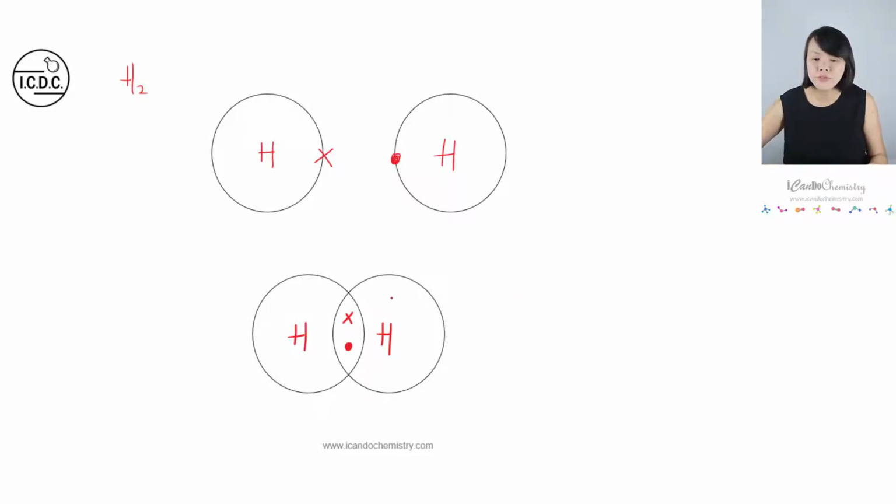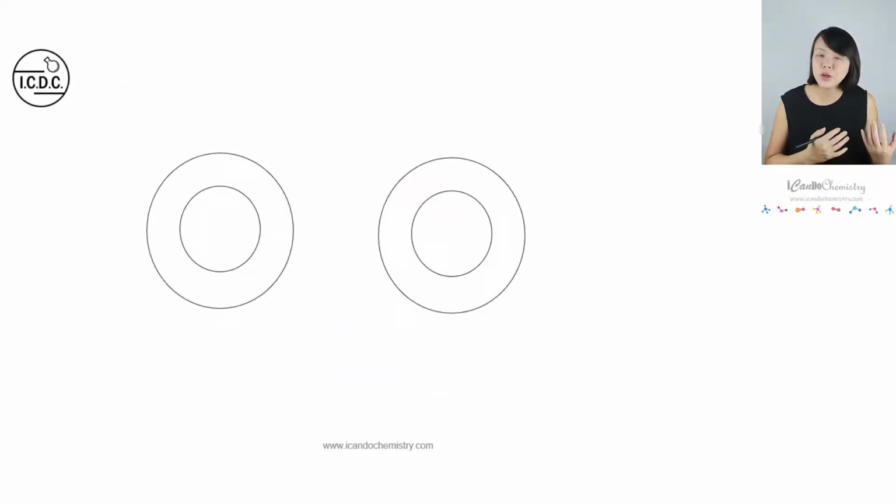So if I'm to convert this dot and cross diagram into the structural formula, I'm going to write this down. This dash that I draw here is a single bond, okay, meaning there's only 1 bond. And from here, you can actually see that 1 bond is formed when 2 electrons are shared. Alright? Now the next substance that we are going to try drawing is actually oxygen.